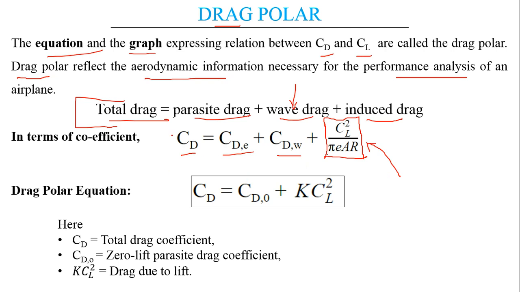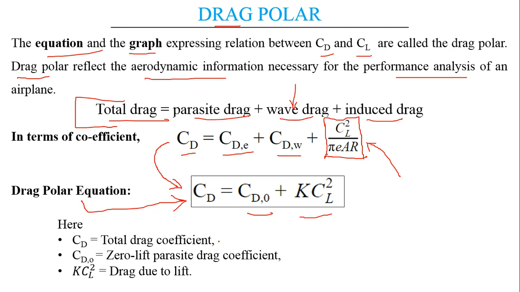When we reduce this equation or further operate on it, we obtain an equation that is CD equals CD naught plus K CL square. How did we arrive at this equation? It is basically derived from this portion. Here we can see that CD is equal to CD naught plus K CL square. This particular equation is known as the drag polar equation. We will be deriving this in the further portion of the syllabus. And before that, we will be discussing what this equation is.